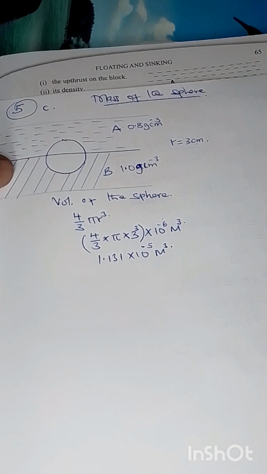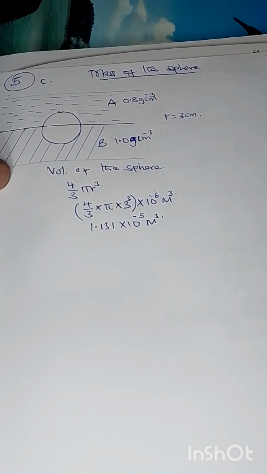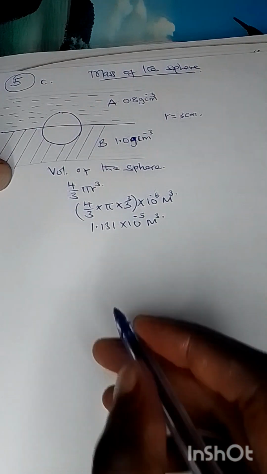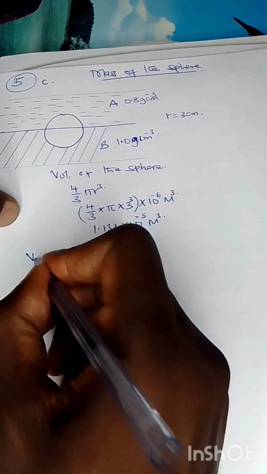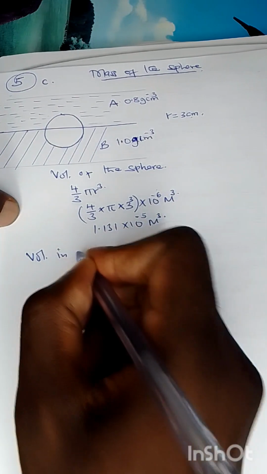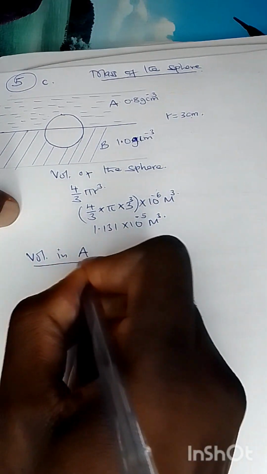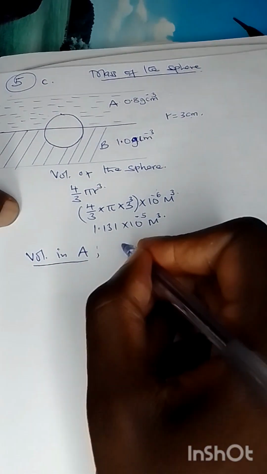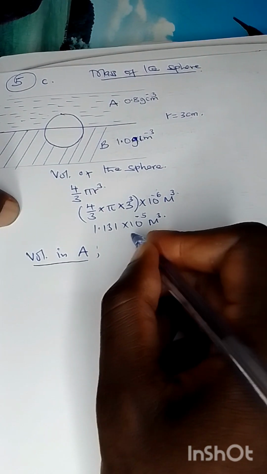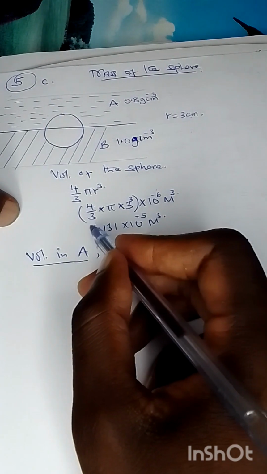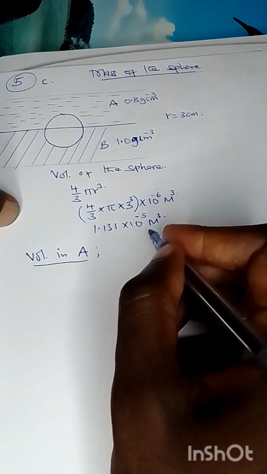The same applies to whatever we're going to do here. So get the volume in A. Look at the volume in A. The volume in A is simply a half of this. So we just divide this by 2. We'll come and harmonize the power.